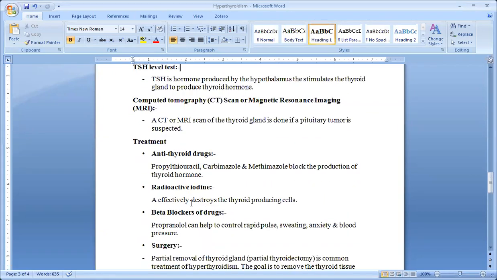Okay. Radioactive iodine. It destroys the thyroid producing cells by radiation. By these types of radiation, it destroys the thyroid producing cells.